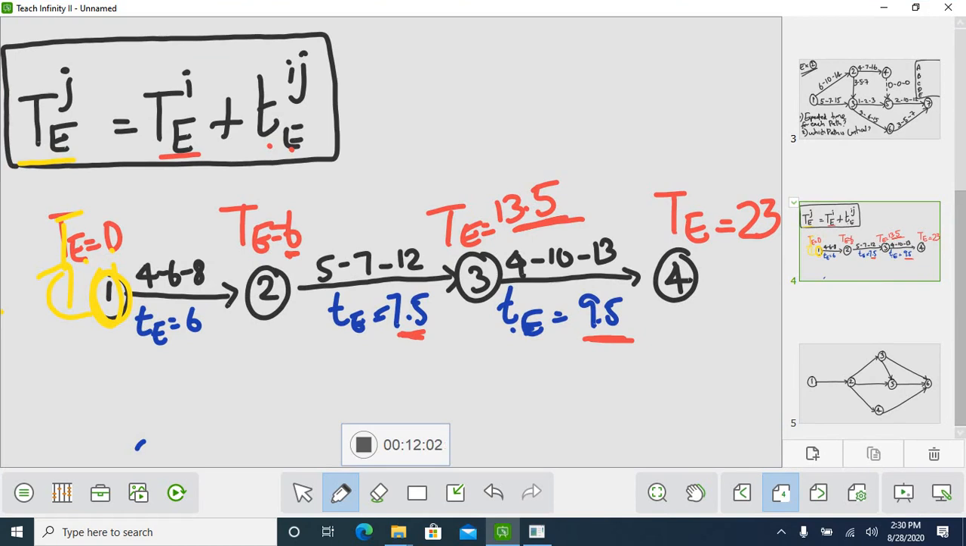So you will be calculating for each event. For event 2, you will see which activity you have before. This 1 to 2 activity. You have to calculate for this. So 0 plus 6 is 6. For 3, you will calculate from the activity before: 6 plus 7.5. Next is 13.5 plus 9.5, which is your 23. You should take the maximum number.